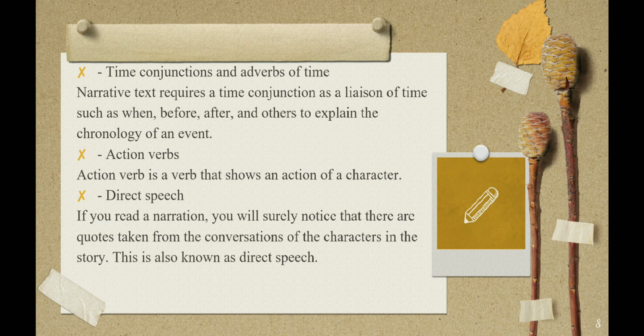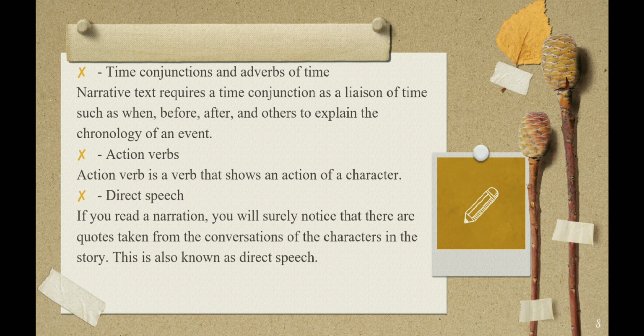Third, time conjunction and adverb of time. Narrative text requires a time conjunction as the relation of time such as when, before, after, and others to explain the chronology of an event. While an adverb of time is needed in writing narrative text with the aim of showing the time when an event occurs, for example, once upon a time, one day, and others.